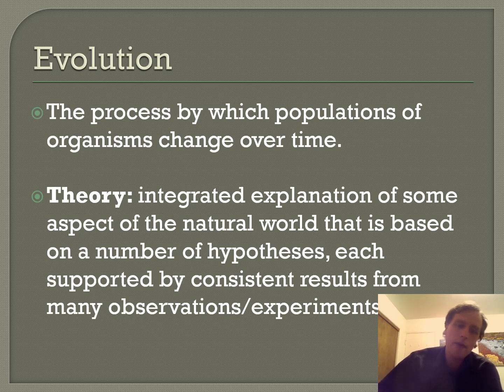Theory is another one, and I took this one out of the scientific method section of your textbook. Also copied this one because every book has a different definition of a theory. They're all similar, but they're all a little bit different. So your book says integrated explanation of some aspect of the natural world that is based on a number of hypotheses, each supported by consistent results from many observations and experiments. And that is essentially what evolution is.